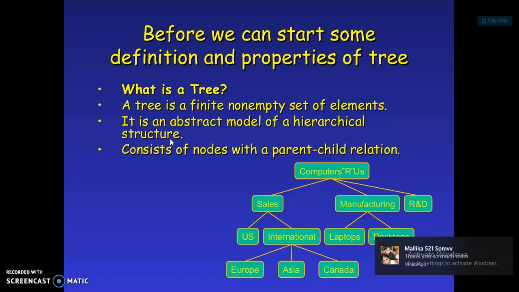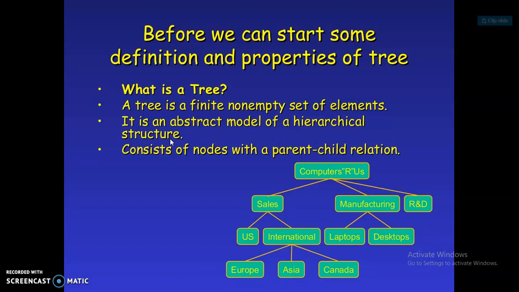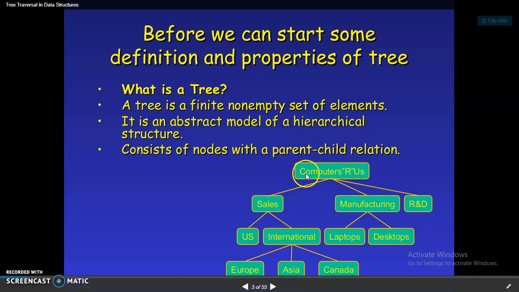It consists of nodes. Each node can be a parent and a child. If a node has one or more sub-nodes, then the node is called a parent node. And if a node is extracted from another node, then it is called a child node. See an example for this.